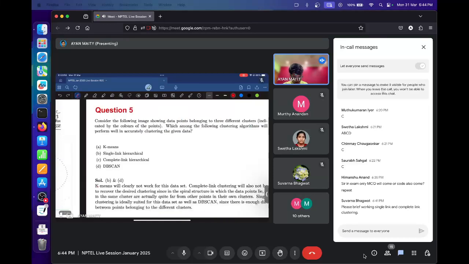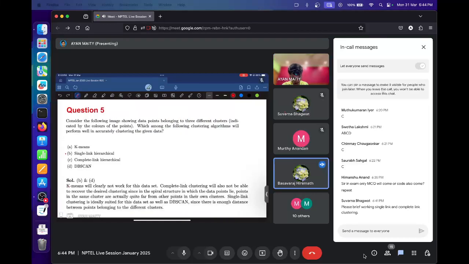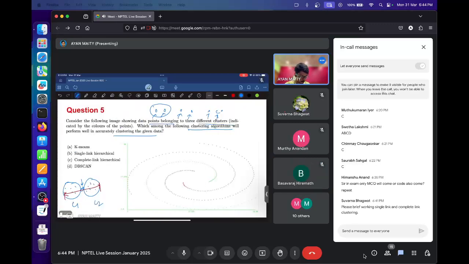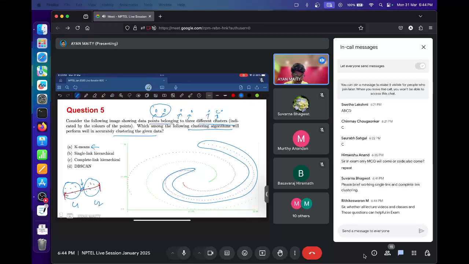So the correct answer in this question would be B and D. That is single link hierarchical clustering and DBSCAN. So if we go through each of the options one by one, first is k-means. So you can see that this is one cluster. So the shape of this cluster is not spherical in nature. So it will not be able to find out this shape using k-means. So k-means cannot find out these clusters.